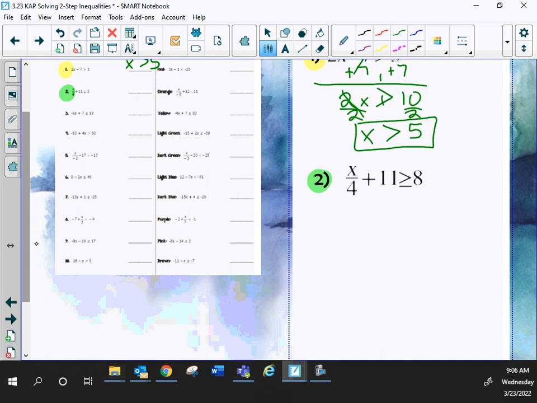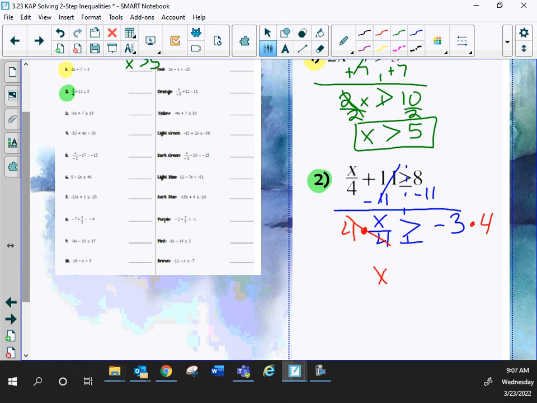Number 2, right below it. What do we think we're going to do first? So subtract 11. Very good. Minus 11, minus 11. Bring down what you got. Cancel out. I'm going to be left with x over 4 is greater than or equal to negative 3. Awesome. Next step, both sides I'm going to multiply by, very good, times 4.